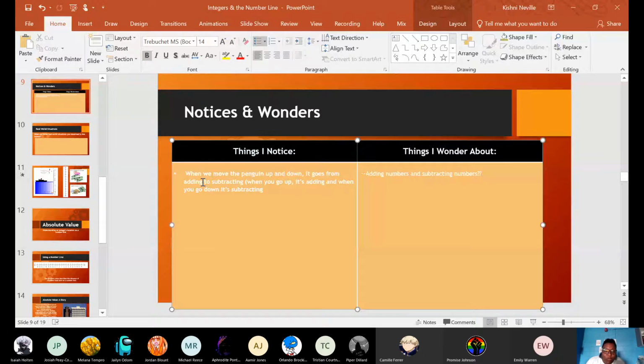So, Emily, could I replace some of the things you said in your notice when it goes down, when it goes from adding to subtracting? Instead, can someone help me and Emily out? Instead of where it says it goes from adding to subtracting, what should we actually be saying? When it goes from positive to negative. Very good.